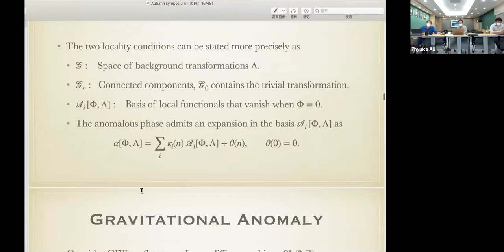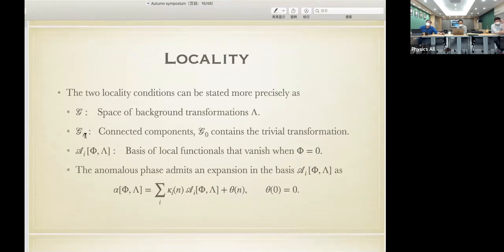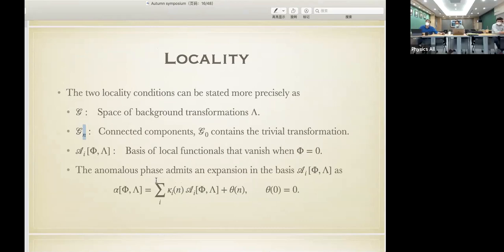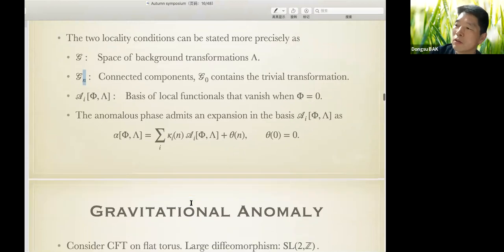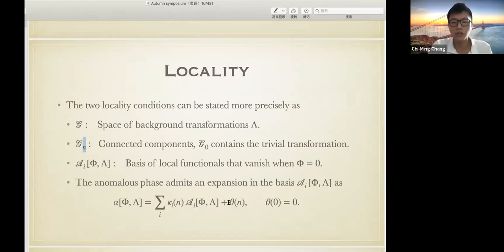Excuse me, sorry, I missed what is n. Can you please say again what is n? Oh, n is just this label. We label the connected component by n. I see, okay, thank you. Good. Did you define what is theta there, the theta parameter? Theta is just some function of n. This one is some ansatz that will satisfy the two locality conditions.